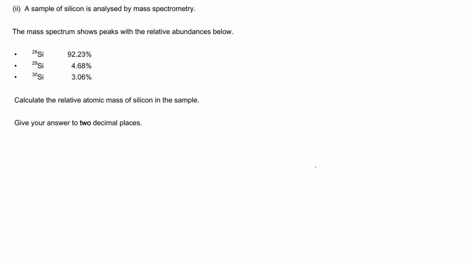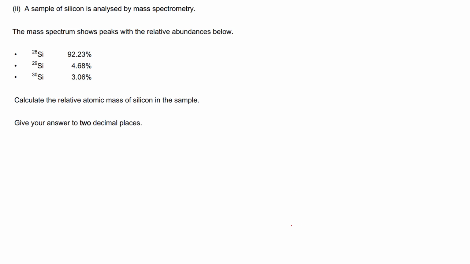So moving on then to a straightforward calculation. So again, if you're fortunate, there will be a straightforward calculation like this. This is from a past paper. So sample of silicon, they give you 3 isotopes of silicon, 28, 29, and 30, and they give you the relative abundances of the silicon. So we've got 92.23, 4.68, and 3.06.